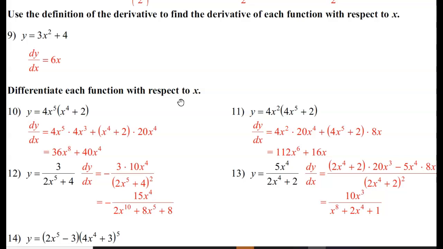I can't stop you from using the power rule to check it. But again, this would be a free response question where I'm looking for you plugging in and applying the definition.